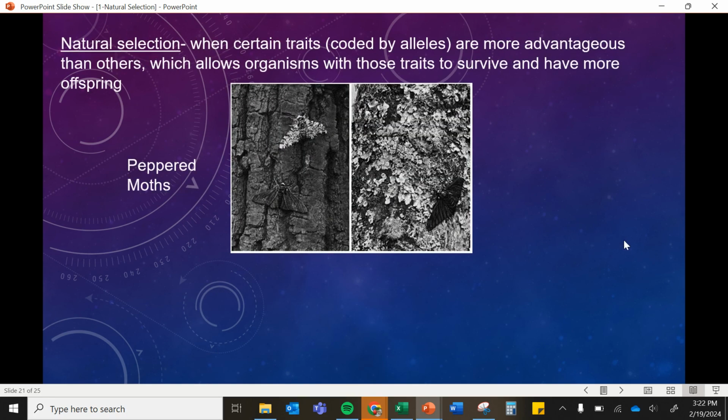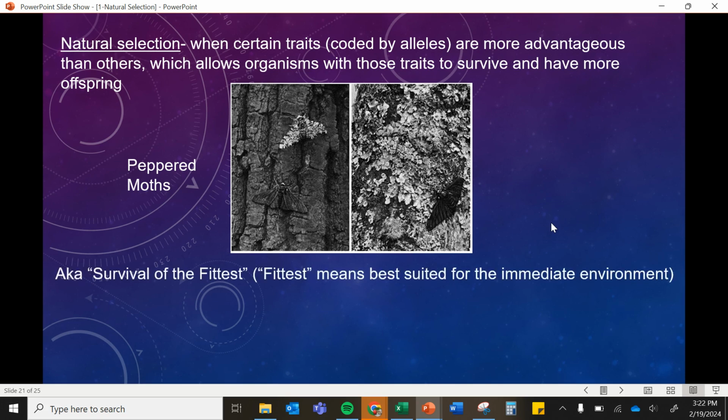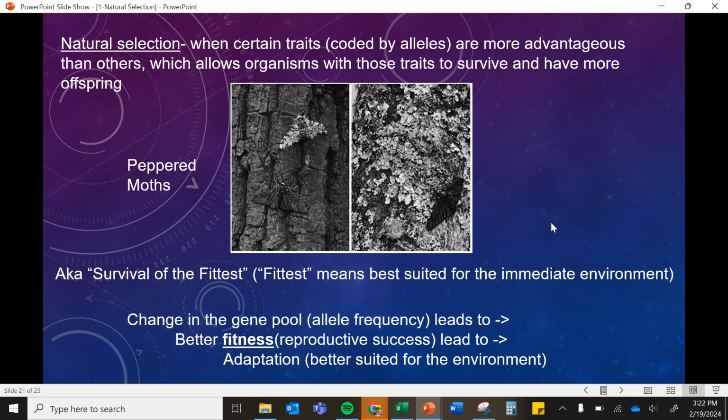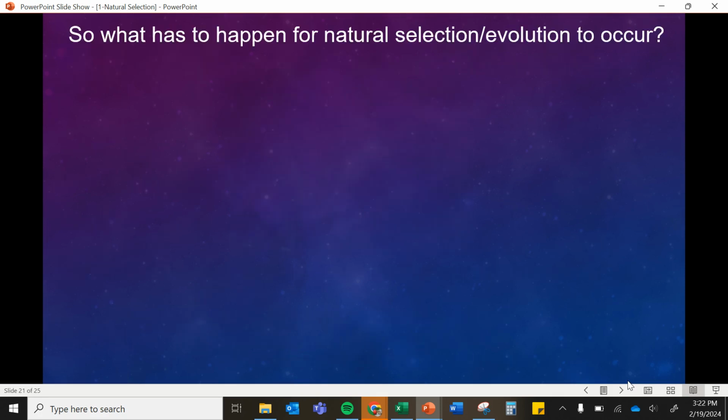Okay, so natural selection is when certain traits, which again are coded by genes in our alleles, are more advantageous than others, and they allow the organism to survive and have more offspring. Another example is our peppered moths, which you can see here. We have dark and more speckled moths. Okay, it's also called the survival of the fittest. And again, changes in that gene pool, or our allele frequency, lead to better fitness, better reproductive success, and therefore that adaptation being more prevalent because it's suited for the environment.